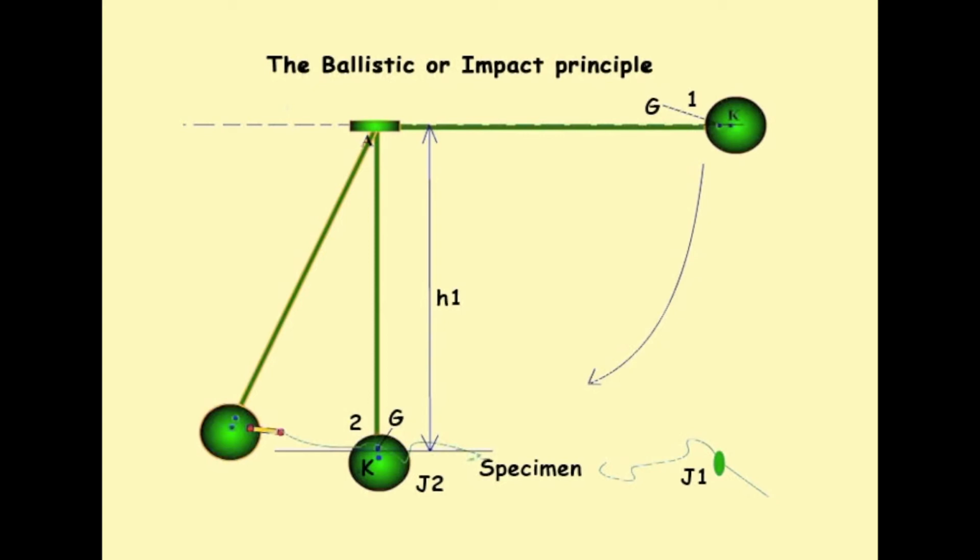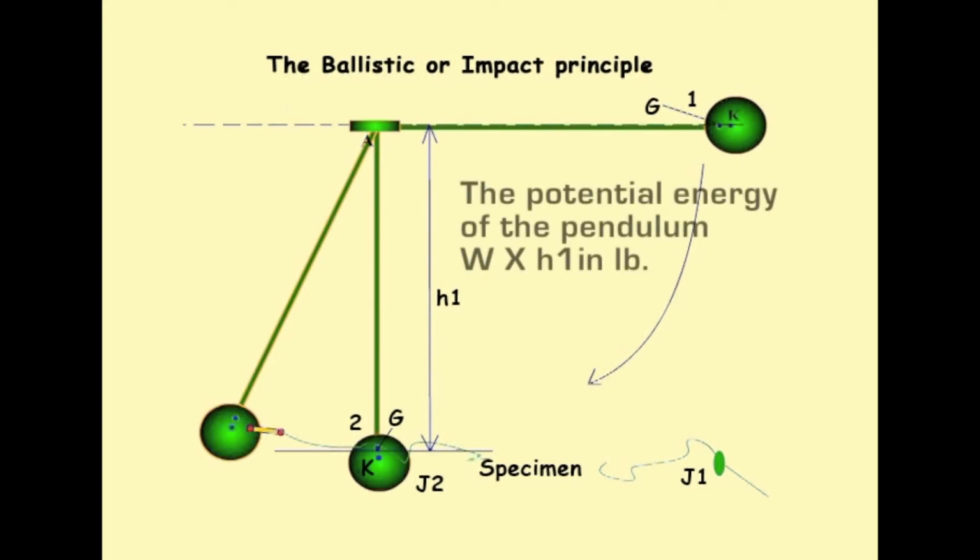The specimen grip J1 is a fixed jaw on the horizontal platform of the machine, and the specimen grip J2 is attached to the bob of the pendulum. Let G be the center of gravity of the pendulum and let W be its weight. Initially, the pendulum is in position 1 with the center of gravity at height h1 above the lowest point. The potential energy of the pendulum in this position is therefore W into h1 in inch-lbs.